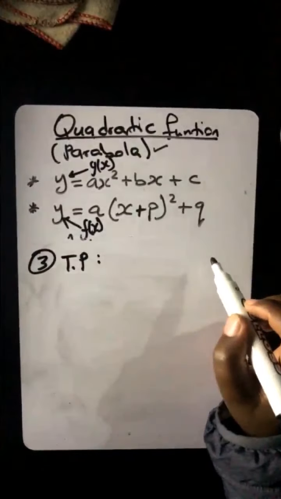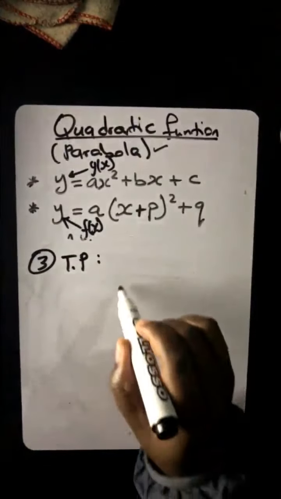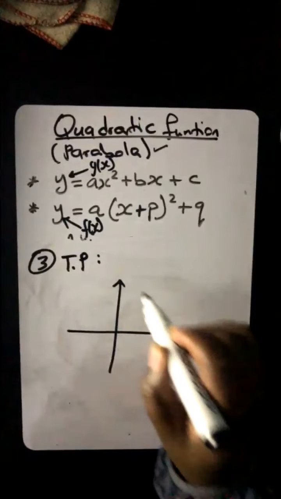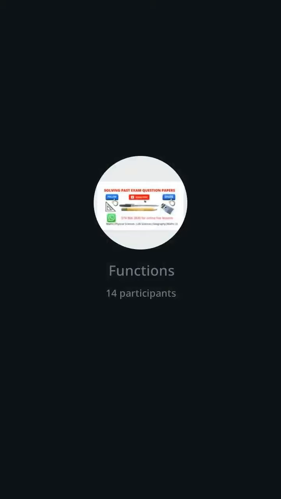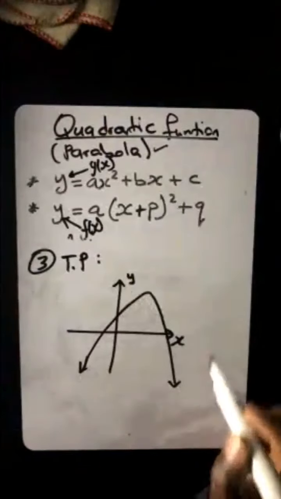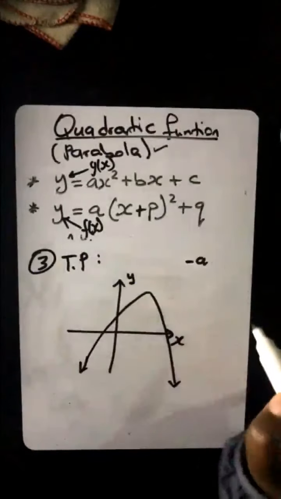What is TP, guys? TP is the turning point. So let's say you've got a Cartesian plane where you've got the x and the y axis. Let's draw something similar to that. Obviously, we know our a value is going to be a negative a value.